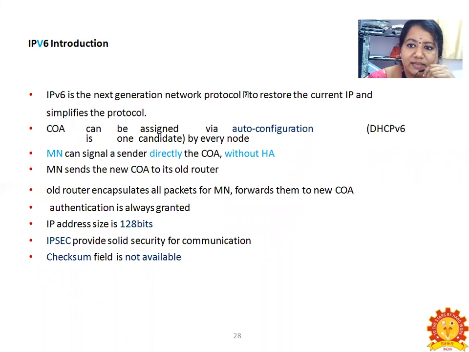IPv6 introduction: it is a next generation network protocol to replace the current IP and simplify the protocols. Here the COA can be assigned via auto configuration, which every node can use. The MN can signal a sender the COA directly without HA. MN will send the new COA to its old router. The old router encapsulates all the packets to MN and forwards them to the new COA. Authentication is always granted. The IP address size is 128 bits. IPsec provides solid security for the communication. The checksum field is not available in IPv6.